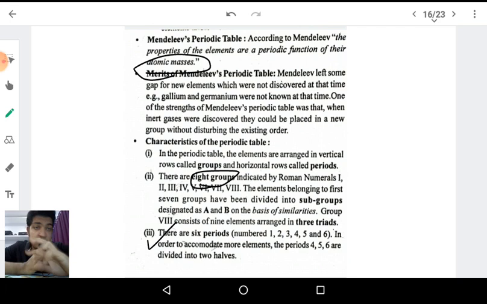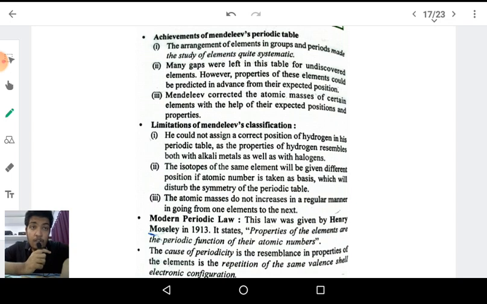So this was the structure of Mendeleev's periodic table, where he has given periods as well as groups. The number of periods was 6, designated as 1, 2, 3, 4, 5 and 6, and 4, 5 and 6 were divided into 2 halves, and there were 8 groups. The first 7 were divided into A and B, and the last one consisted of 3 triads consisting of 9 elements. Now, what were the achievements of Mendeleev's periodic table?